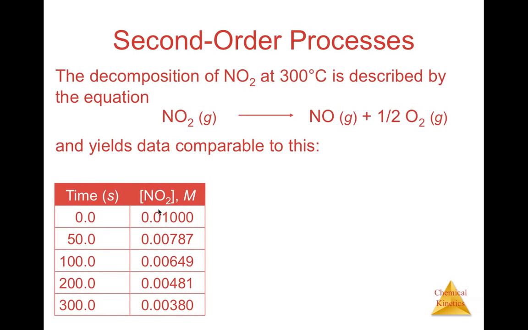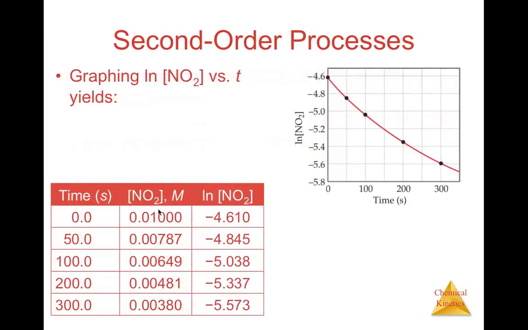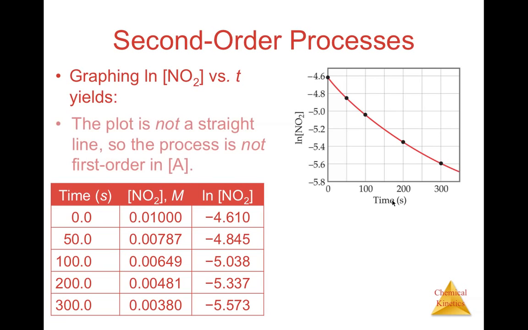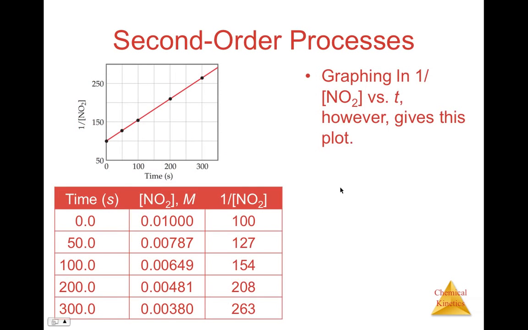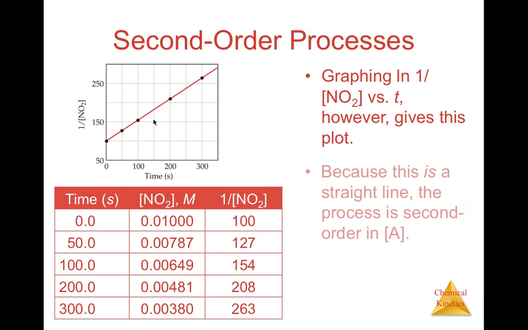Here's an example of a second order process. They give you some data, graph the data, and notice it's not a straight line when you do natural log of concentration versus time. But then if we do 1 over concentration versus time, you can get a straight line with a positive slope. Okay, 1 over concentration versus time gets a straight line with a positive slope. This positive slope right here is K, the rate constant for that second order process.